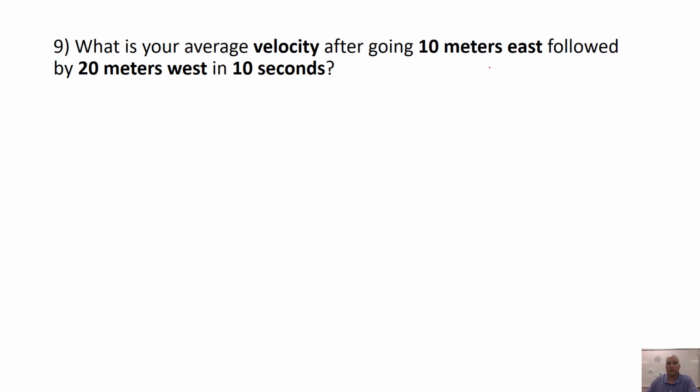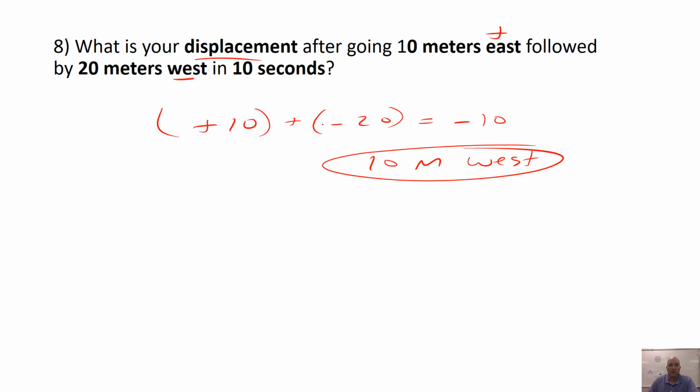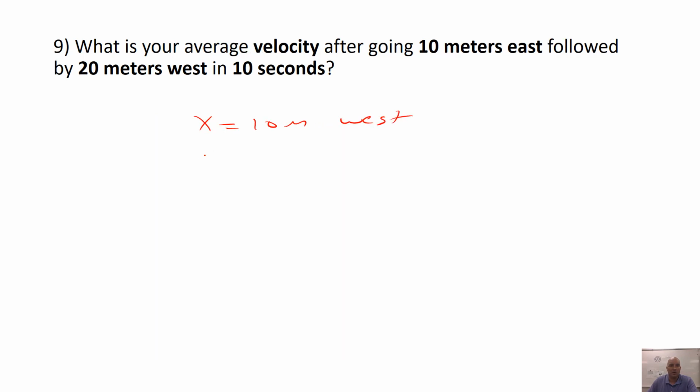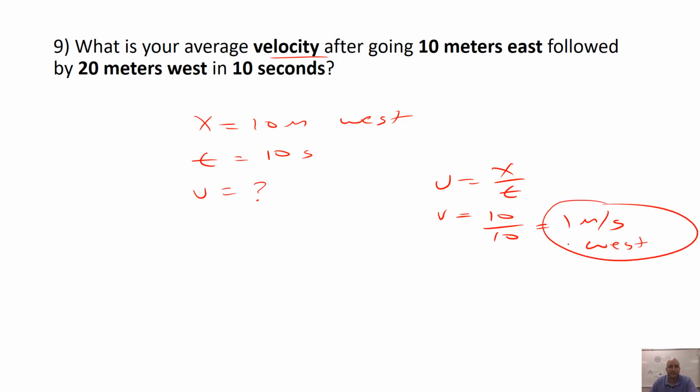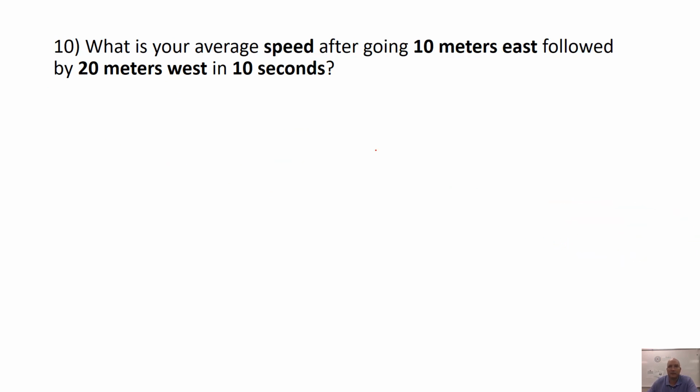What's the average velocity after going 10 meters east followed by 20 meters west in 10 seconds? So we're going to take our displacement, x equals 10 meters west, and it takes 10 seconds to do this, and we're solving for v, and we get v equals x over t. V equals x, which is 10, over 10, so we're going to get 1 meter per second. It is a velocity, so we have to include our direction. West is a vector.